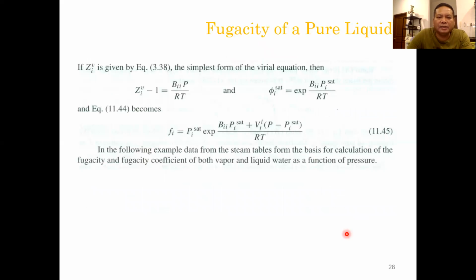And Z V is given by the simplest form of the virial equation, then V is given by the second virial equation here. And then we can find the fugacity of species i for the vapor.